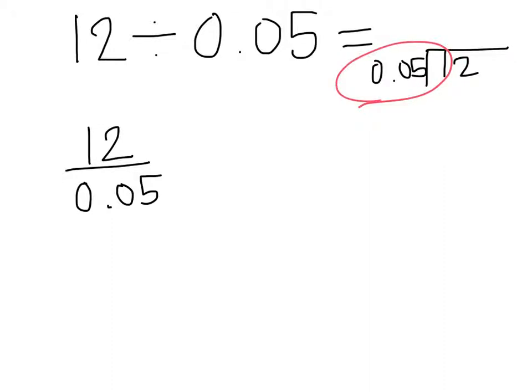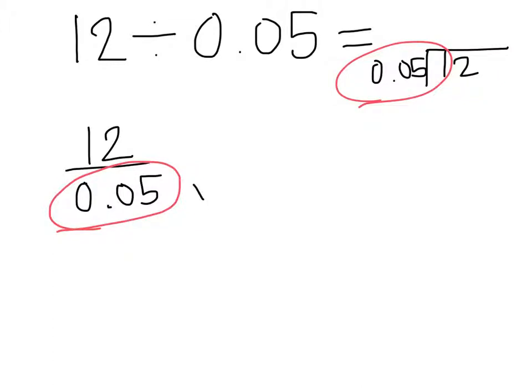Are there decimals in the divisor right now? Yeah. Okay. So we know because the denominator is always the divisor, right? And we don't like those decimals. So what can I multiply 0.05 by to get no decimals? 100 over 100. Good.